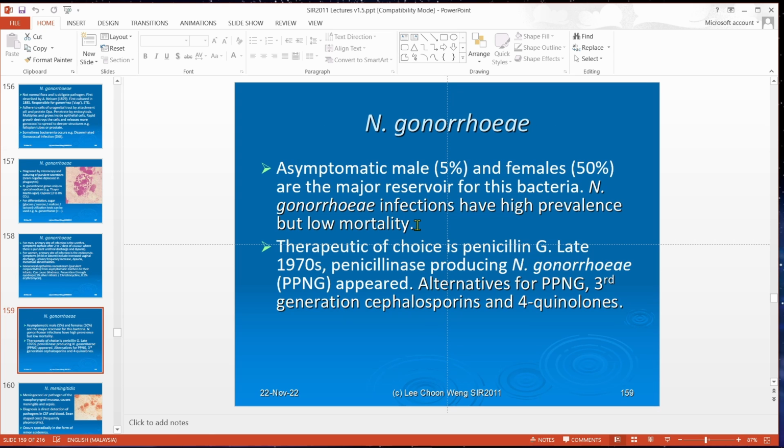Asymptomatic males and females are the major reservoir for this bacteria, and one characteristic of this Neisseria gonorrhoeae infection is the high prevalence but low mortality. The therapeutic of choice is penicillin G, although penicillinase-producing Neisseria gonorrhoeae have appeared.